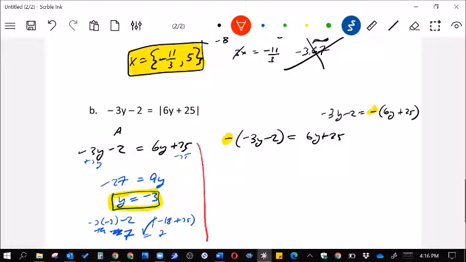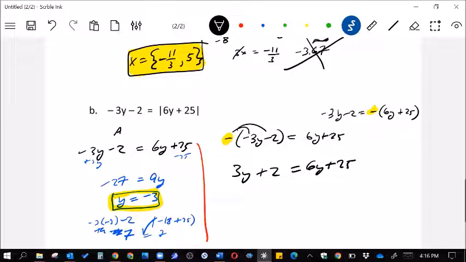Now let's take a look at this other side. So I'm going to keep it the way I started it there, and I'm going to now multiply that in there. So I'm going to get a positive 3y and a positive 2, and I'm going to get 6y plus 25. Okay. So let's subtract the 3y's. So I get 3y here, and I'll subtract 25, which actually gives me negative 23.